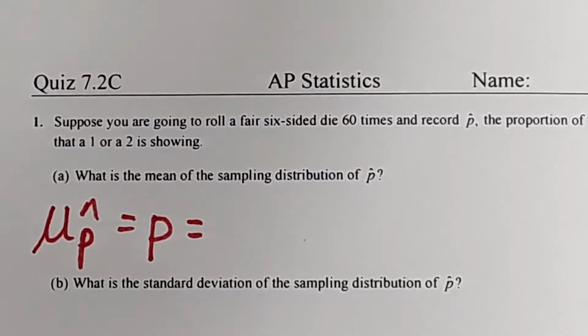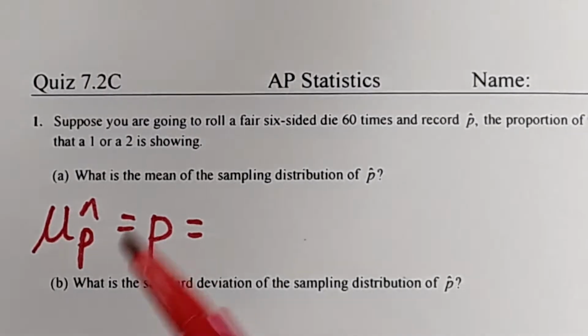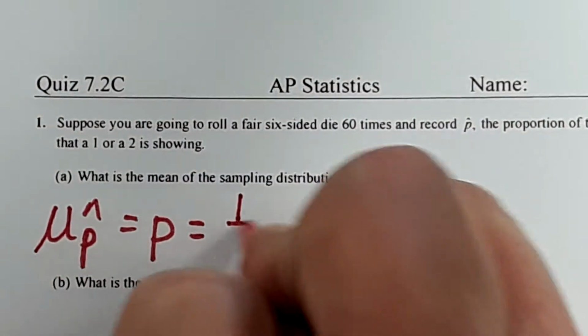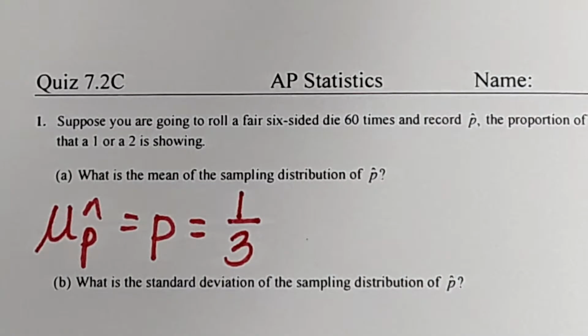Okay. So 7.2c, what is the mean of the sampling distribution of p hat? The mean of p hat equals p, which equals, or a better answer would be, 1/3, because 1/3 is a better answer than 0.3333. Especially because you have a calculator, you can do it. Remember, every time you round, you're creating round-off error. So if at all possible, try not to round until the very end. Okay?